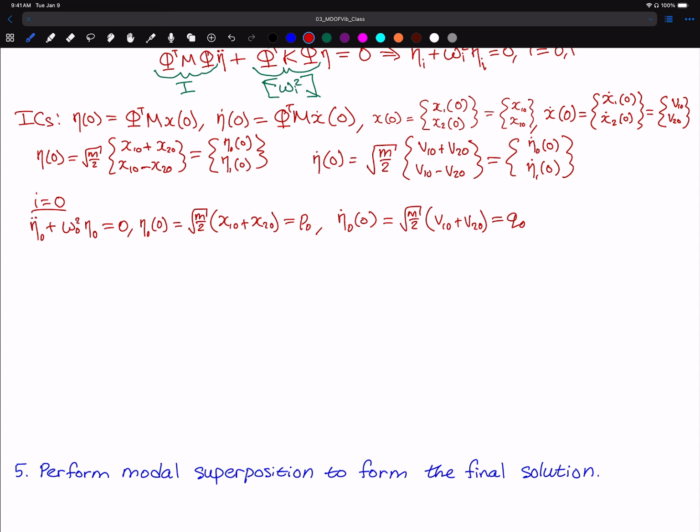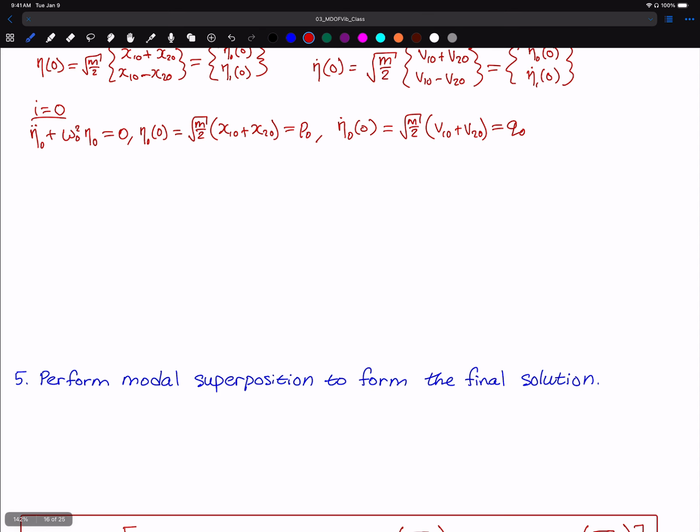Okay, so we know that omega 0 here is equal to 0. As a result, we're going to end up with eta 0 double dot plus 0 squared times eta 0 is equal to 0. So of course the second term is going to go to 0, and we're going to be left with eta 0 double dot equal to 0. From here we can integrate both sides, and we're going to get eta 0 dot is equal to some constant.